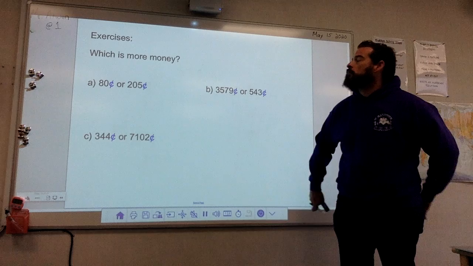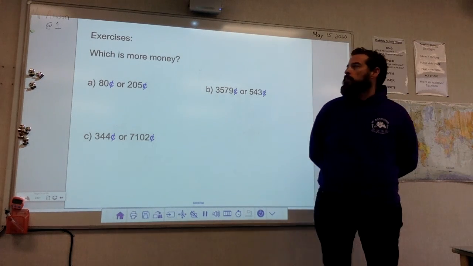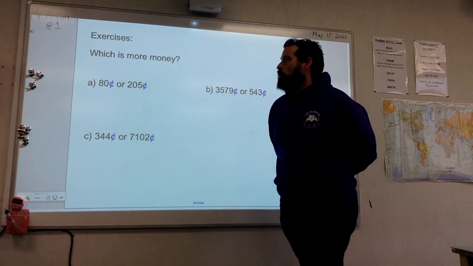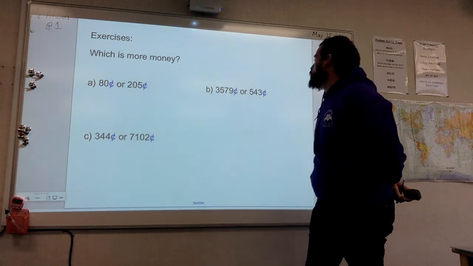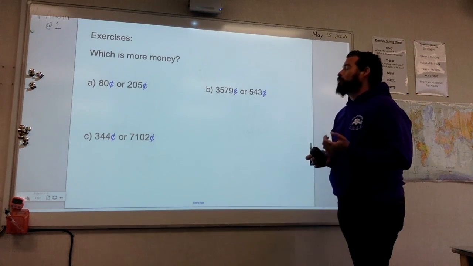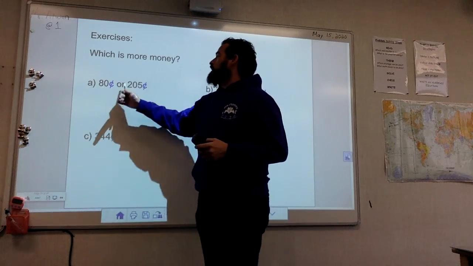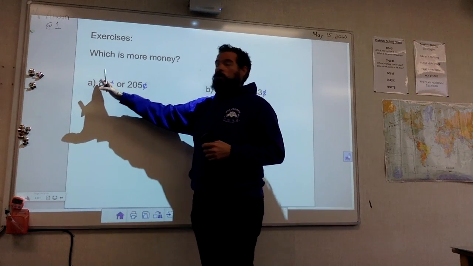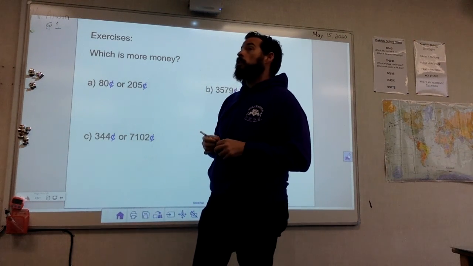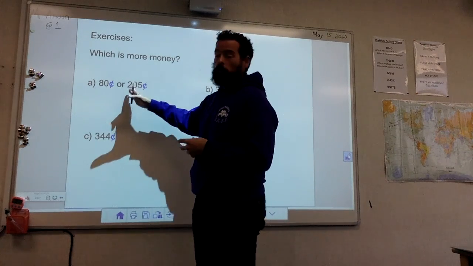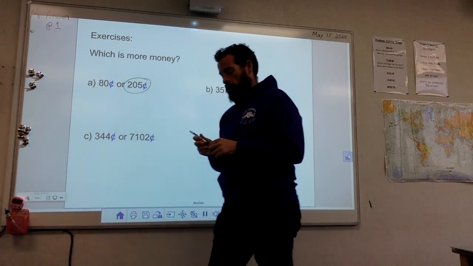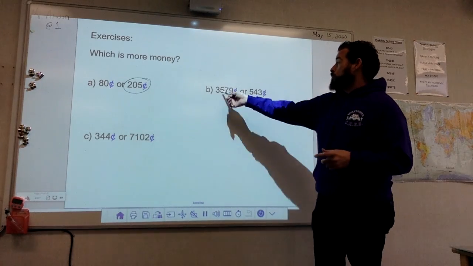Okay, now we have some exercises. Which is more money? So, in example A, we have 80 cents or 205 cents. Now, if we have it in the same notation, pretty easy, because all you're going to look at, especially if you have an uneven amount of digits, what is greater, 205 or 80? 205 is, of course, greater. So if one of them has more digits, right away that's going to tell you that that is the greater amount.